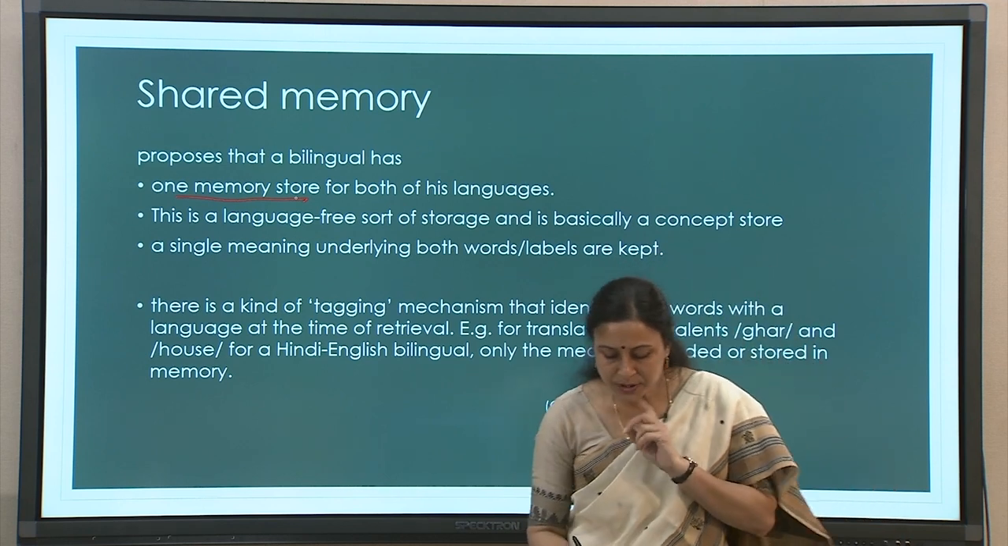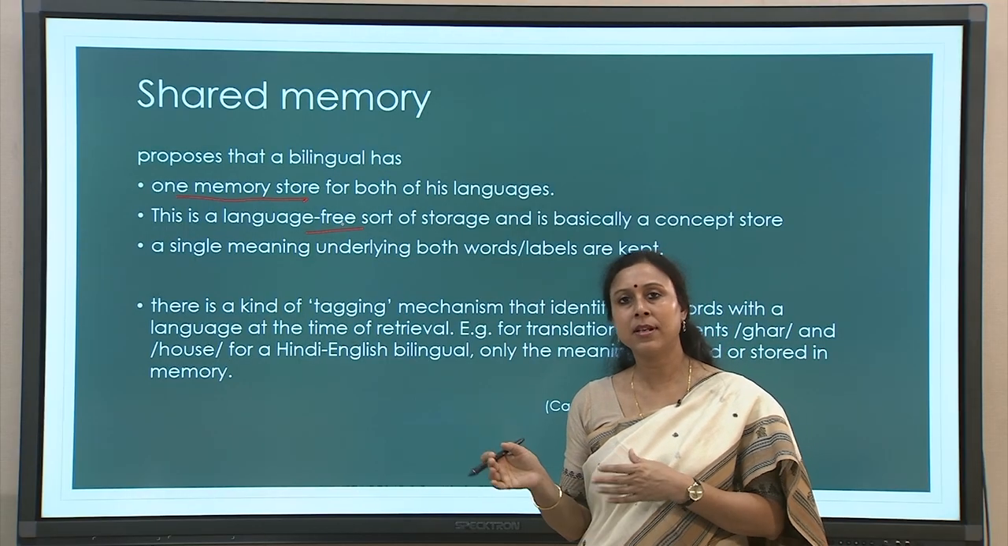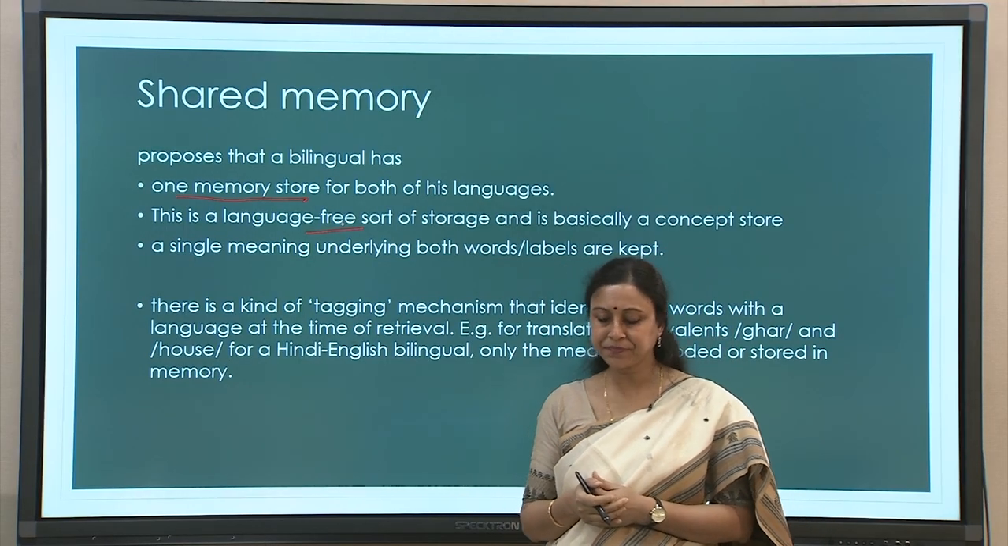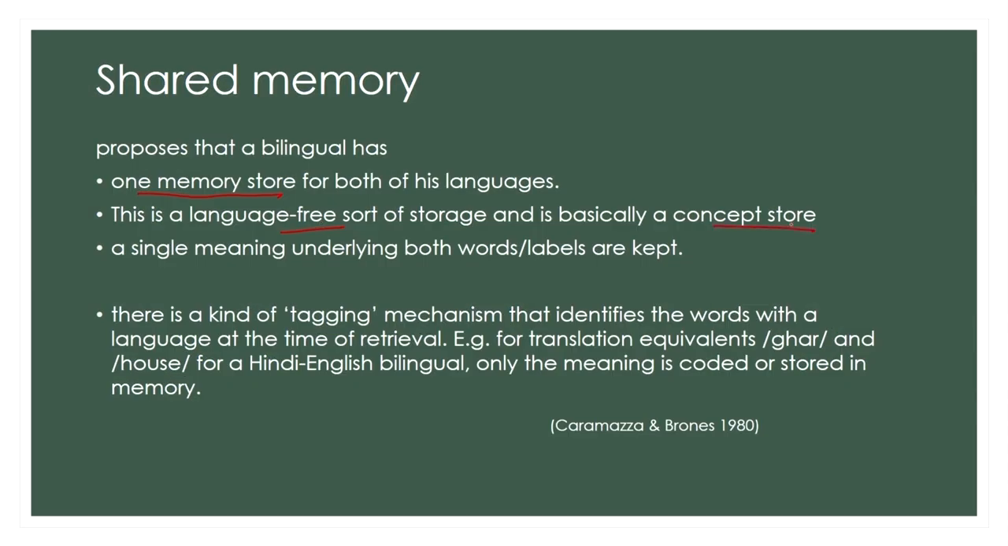This is a language-free sort of storage, language free as in an objective storage system. Whatever concepts you are gaining from language one, if there are overlaps, then there is no need to learn them again. So, basically this is a sort of concept store, depending on the various kinds of inputs you create. A single meaning underlies both words and labels. So, the concept representing both ghar and house is the same, right. This is what the shared memory hypothesis talks about.